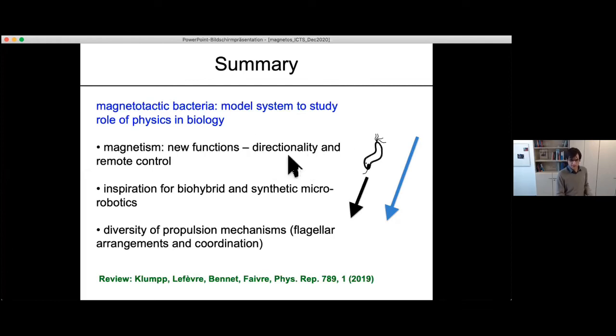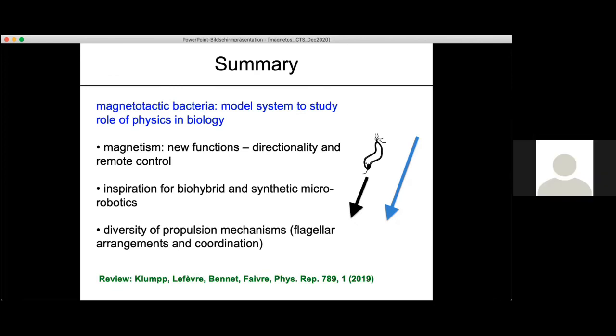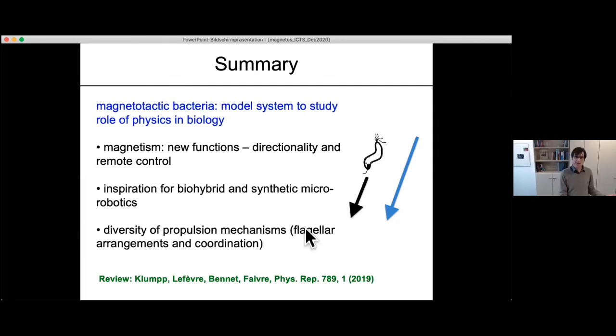And well, these functions, importantly, directionality and remote control, if we're interested in a function as someone who wants to apply them. I briefly mentioned that they provide inspiration for these biohybrid and synthetic microrobotics. And maybe one point that you have seen from this strange Magnetococcus case that apparently swims in this weird way is there is really a diversity of propulsion mechanisms even within bacteria that have flagella. So there is this run and tumble of E. coli, which everyone takes as the standard model, but there are many bacteria that behave differently. And that was one example. And there are many more that have different flagellar arrangements, different coordination mechanisms between the flagella. Okay, so there's still a lot of things to be studied here.